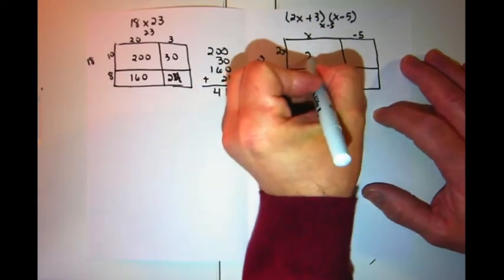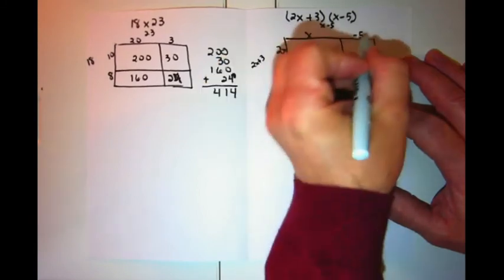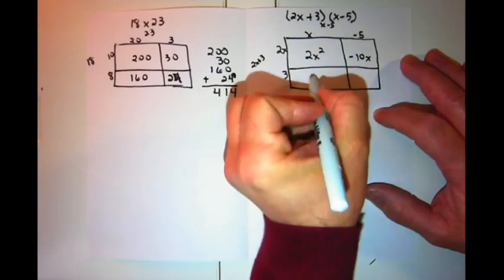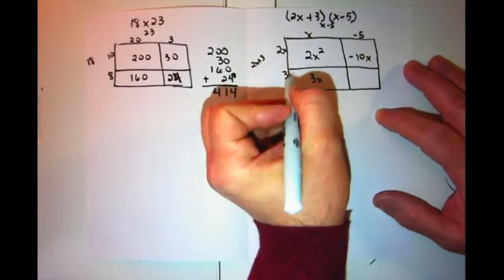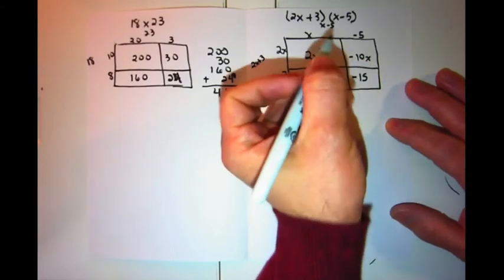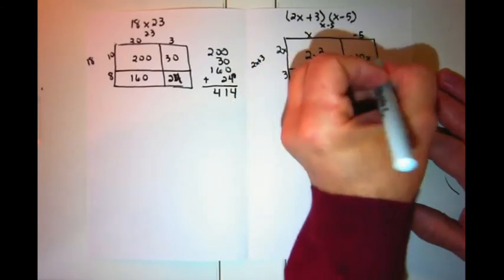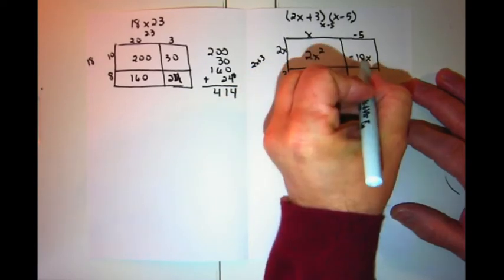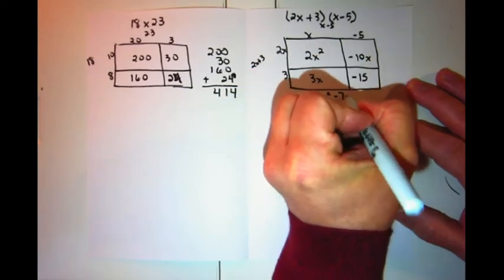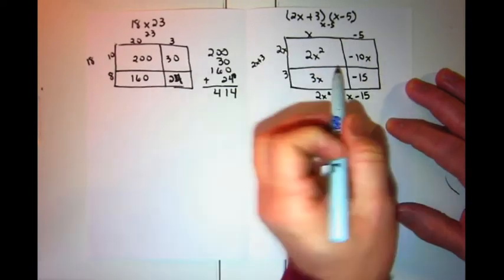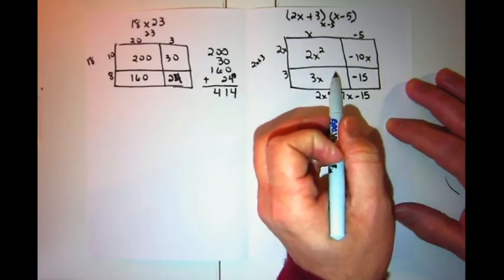2x times x is 2x squared. 2x times negative 5 is negative 10x. 3 times x is 3x. 3 times negative 5 is negative 15. If I think about it here, I've got 2x squared for my area. Negative 10x plus 3x is negative 7x. And then minus 15. It's the exact same model that I can use to develop these types of problems.